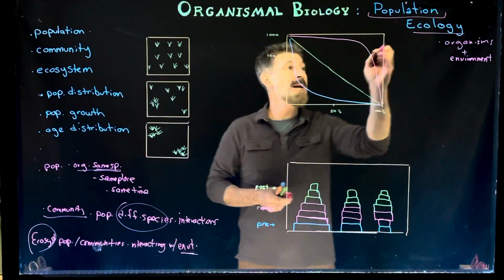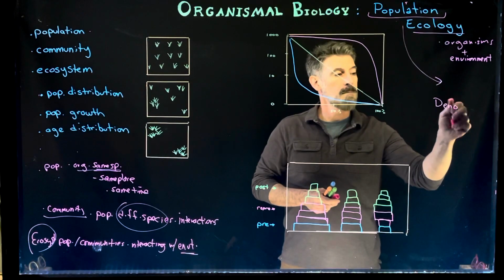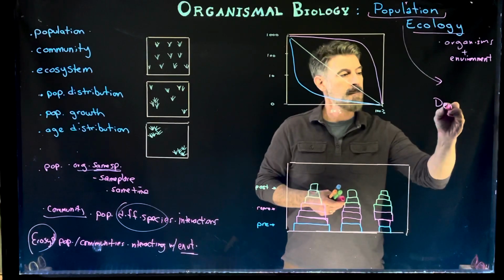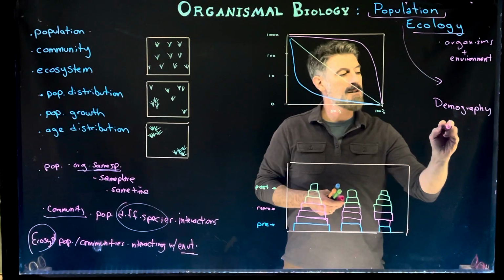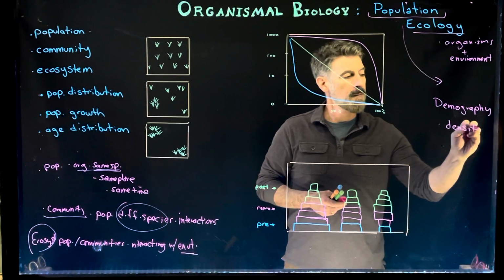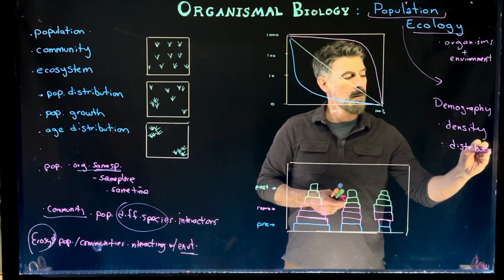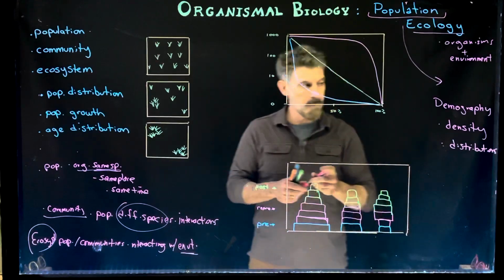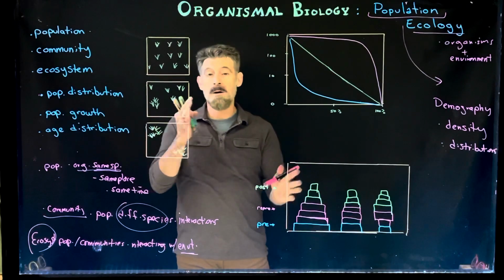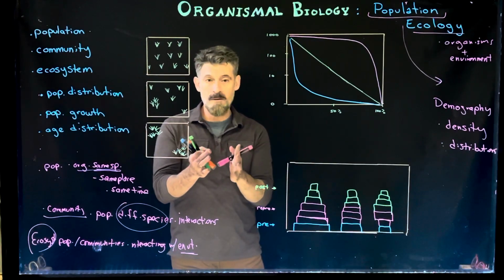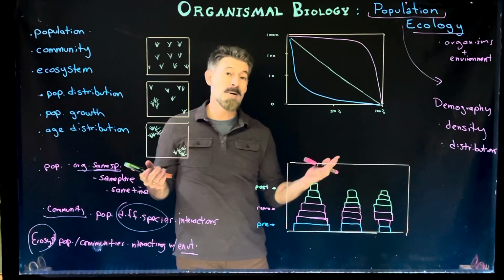Well, major aspects of population studies are demography, which has to do with population densities and population distributions. So how many individuals in the population, how many individuals per area, per square meter or square mile, that sort of thing. How are they distributed within that area?